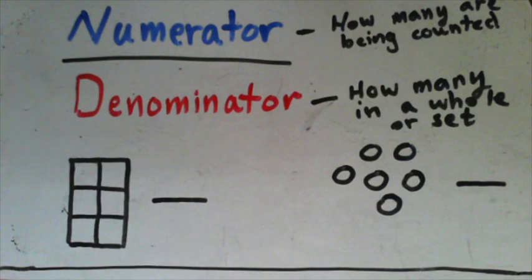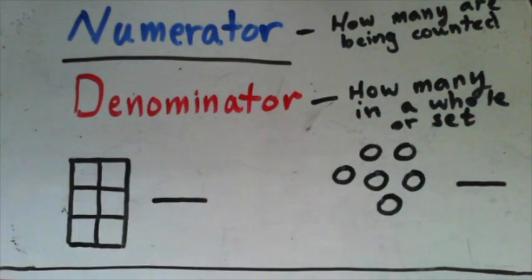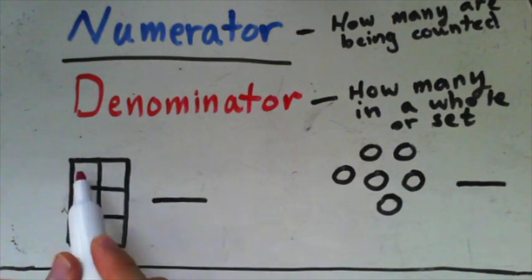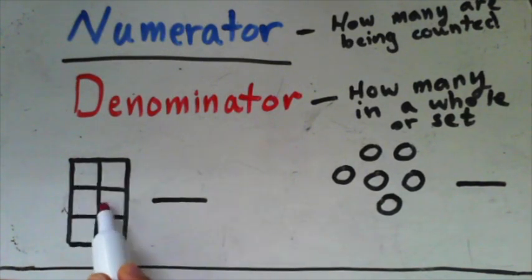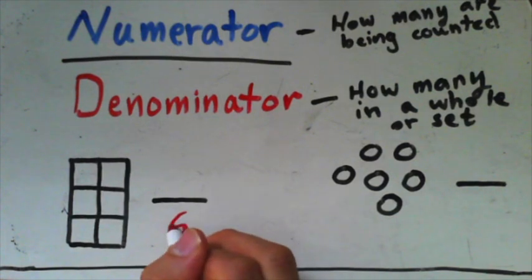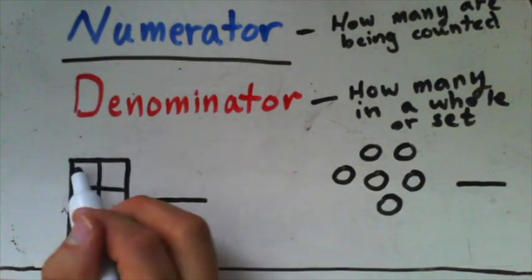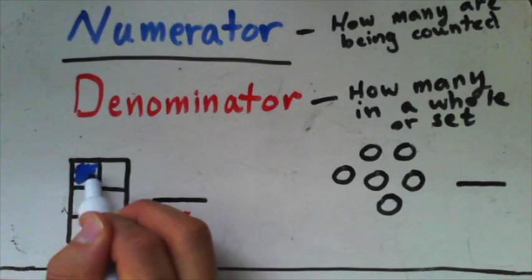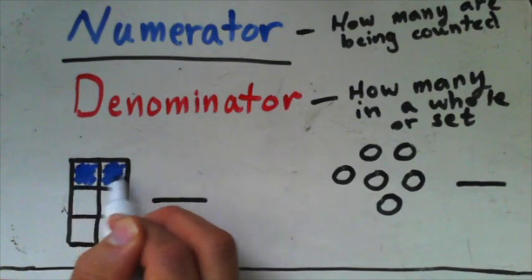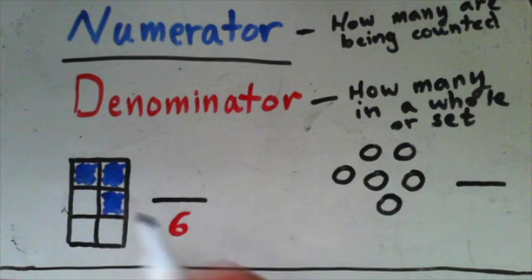And so I know that the denominator would tell me how many pieces are in the whole. Well, if I count that, I have 1, 2, 3, 4, 5, 6, right? So my denominator is going to be sixths because these are in sixths. My numerator, now I haven't shaded it in, but it's how many are being counted. So let's just say I have, there we go, why not?